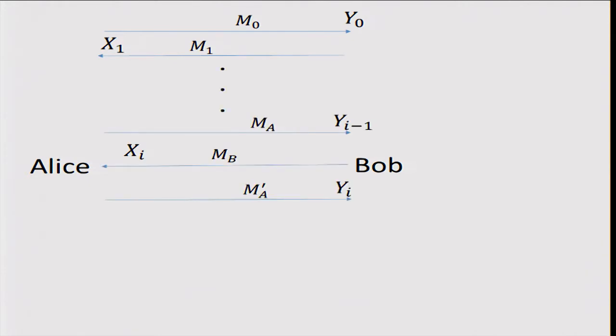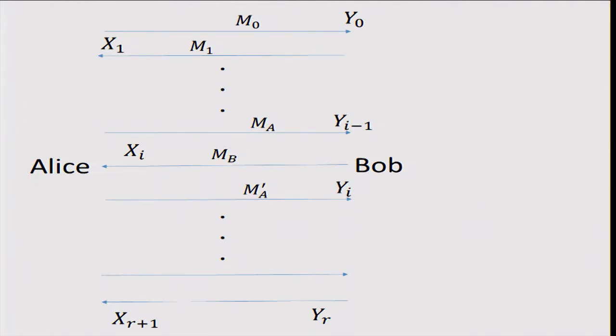Now consider a protocol between Alice and Bob. Say Alice sends the first message, M0. If Bob does not receive this message, then Bob outputs Y0. Then Bob sends a message, M1. If Alice does not receive this message, then she outputs X1. This goes on. The ith round looks like this. X_{R+1} and Y_R are the final outputs of Alice and Bob.